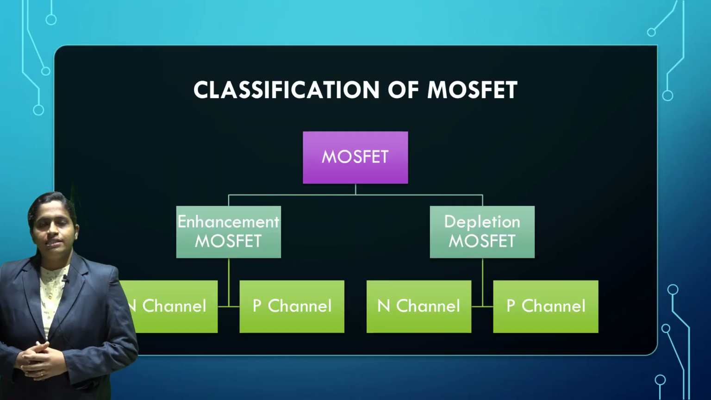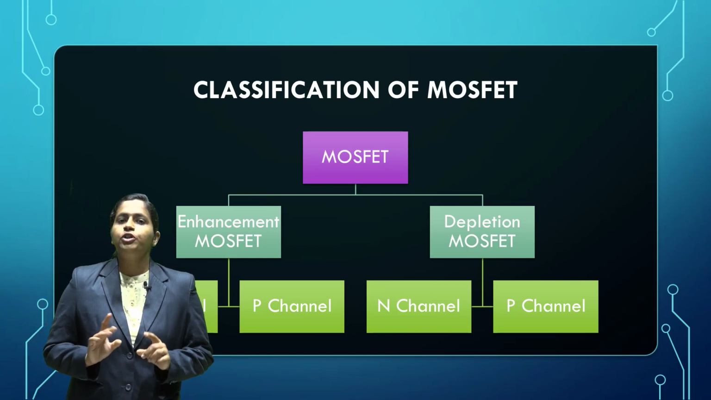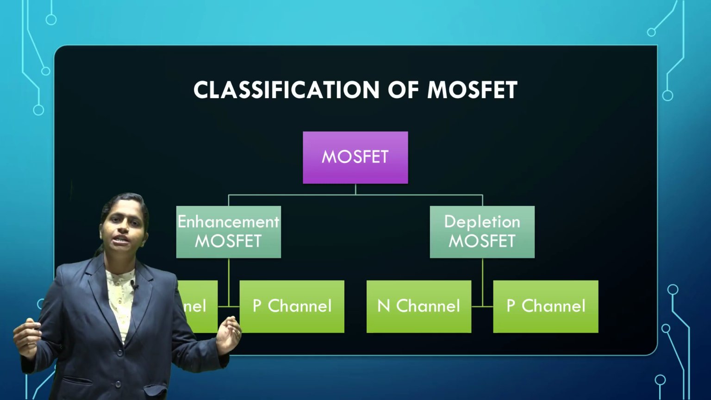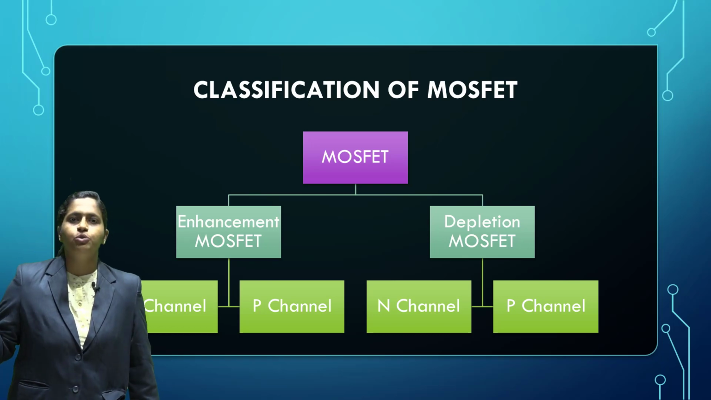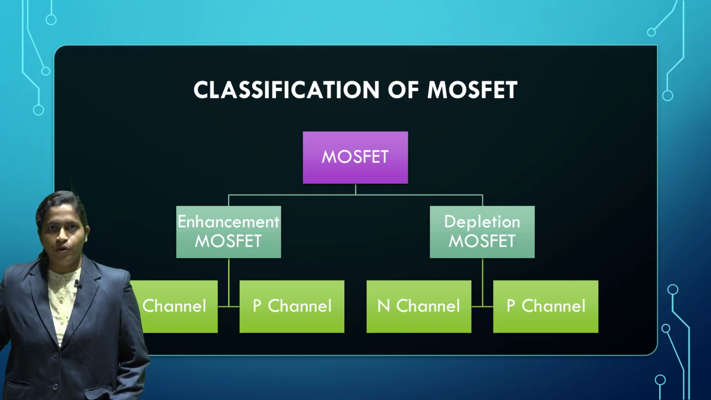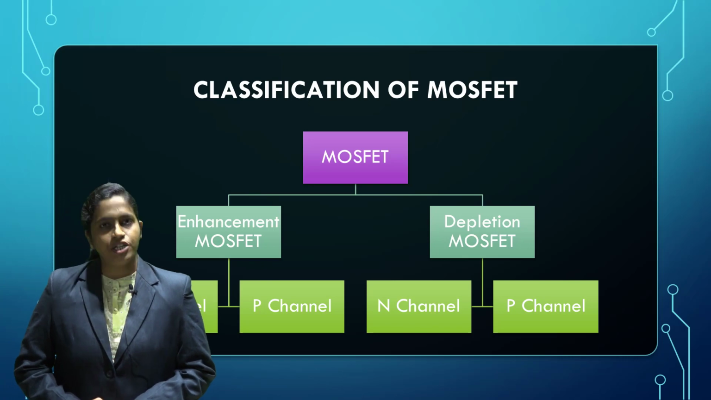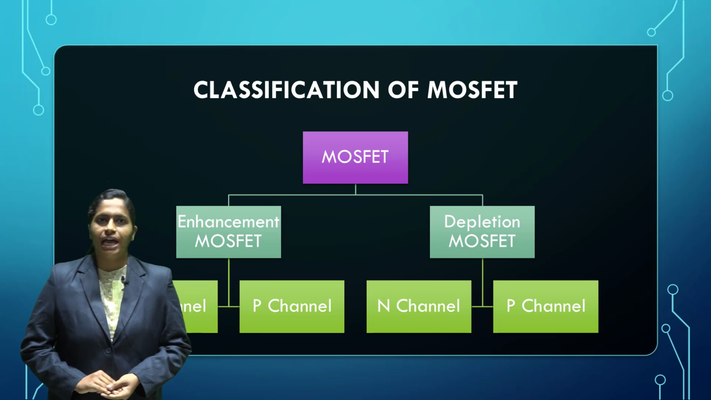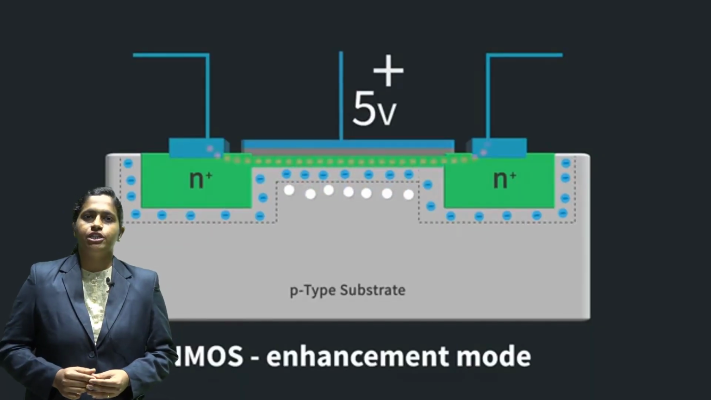Okay, now let us see the different types of MOSFET. The MOSFET is classified into two types. The first is the enhancement type MOSFET and the second is the depletion type MOSFET. The enhancement type MOSFET is again classified into two types: N channel enhancement type MOSFET and P channel enhancement type MOSFET. The depletion type MOSFET is also classified into two types: the N channel depletion type MOSFET and the P channel depletion type MOSFET.